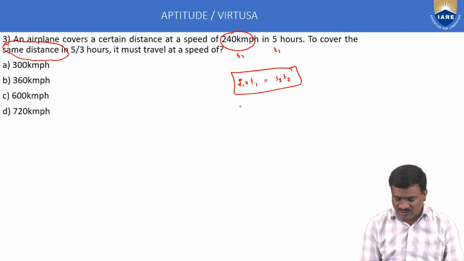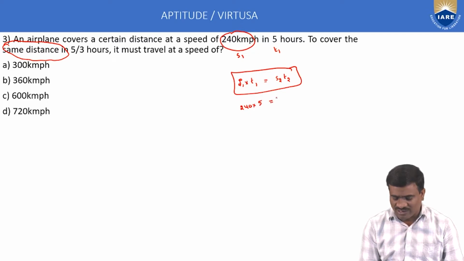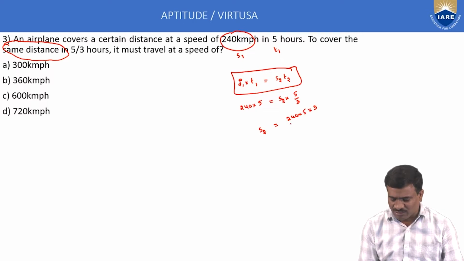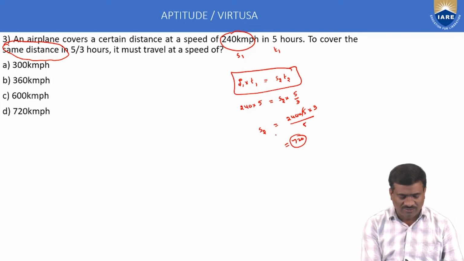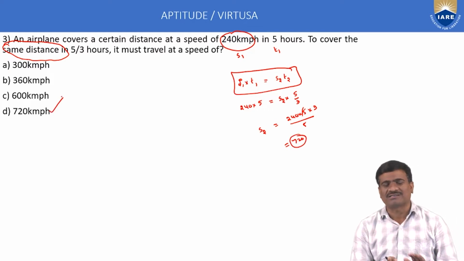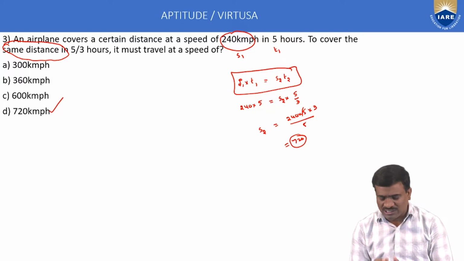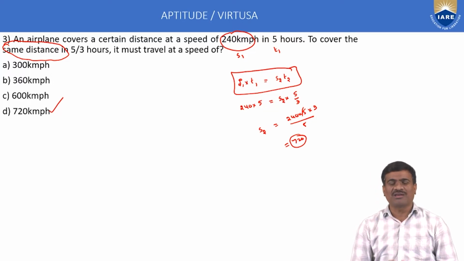Next, S1 is equal to 240. T1 is equal to 5. Calculate S2 and T2 is 5 by 3 hours. Calculate S2. S2 is equal to 240 into 5 into 3 by 5 is equal to 720 km per hour. Option D only correct. Simple method using application of the topic.